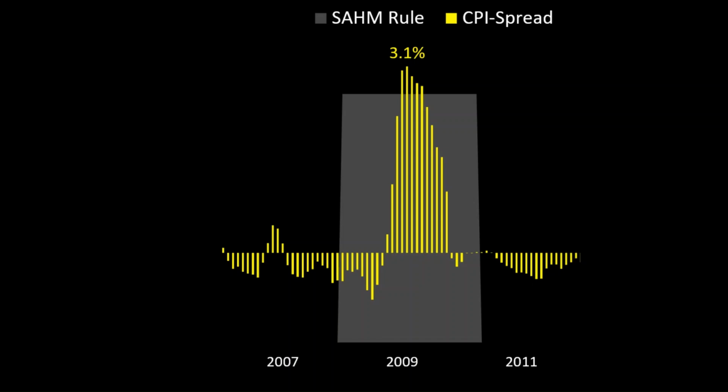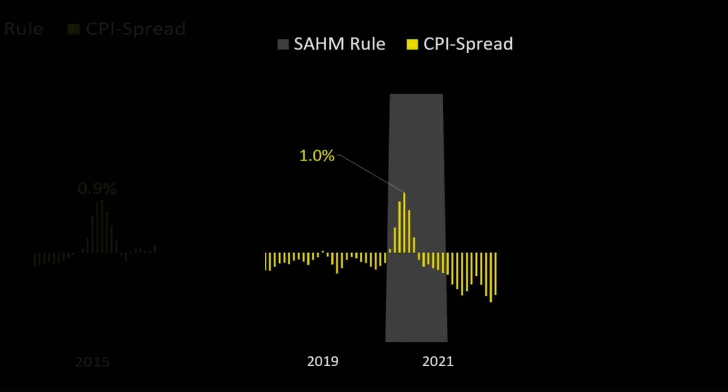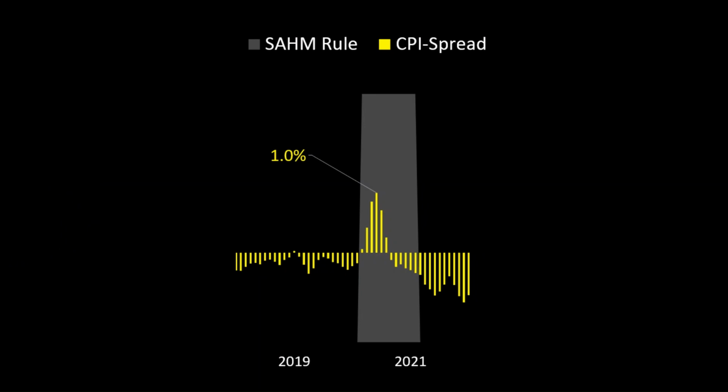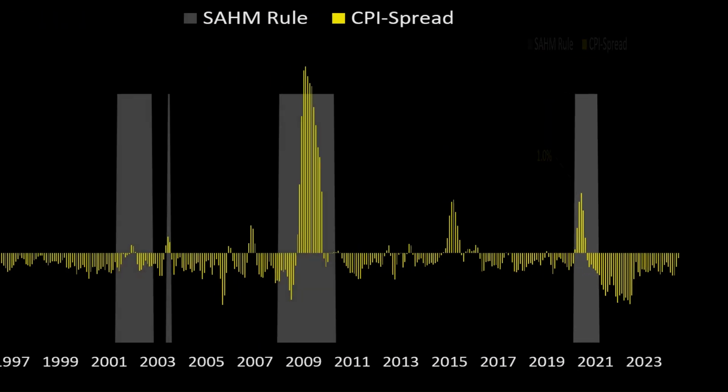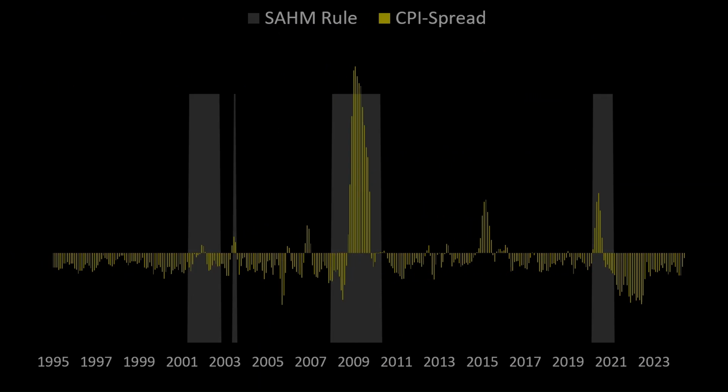So, for example, taking a look at the CPI spread in 2008, 2009, we spiked up to 3.1%. In 2015, it went up to 0.9%. Now, 2015 was not a recession. There was an economic slowdown. Notice the difference. It went up 3% in 2008, only 0.9% in 2015. More recently, in 2020, the COVID crisis, we had a 1% spike, and that was an actual official recession. So we can see it doesn't happen that often, but it does correlate very closely with those periods of recession identified by a spike in unemployment.